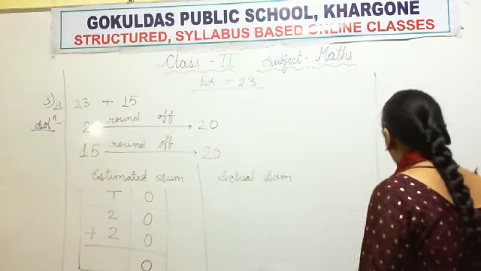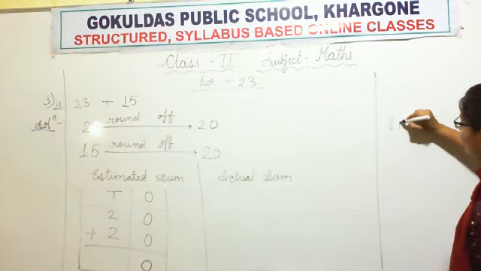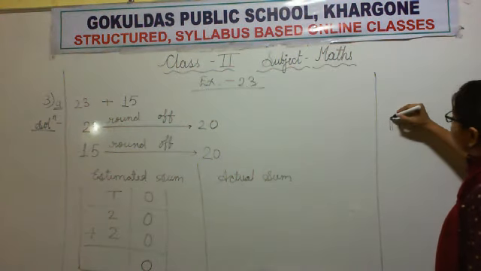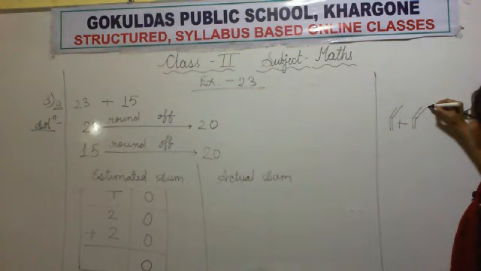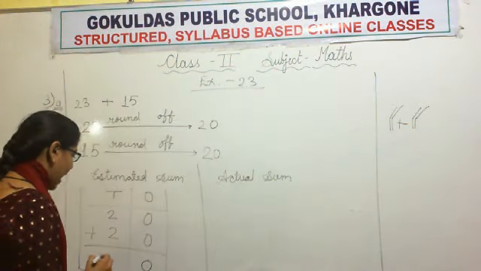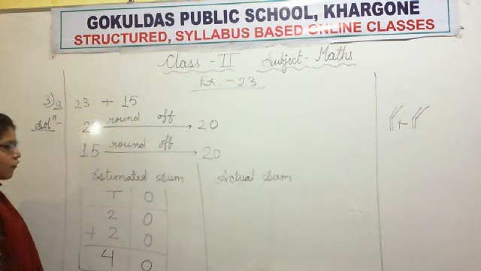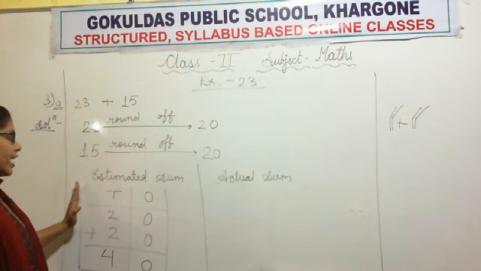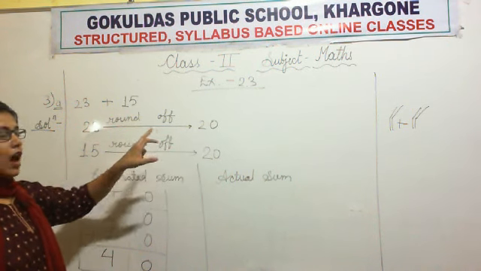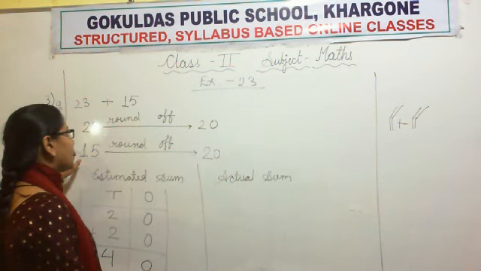So this is for our rough work. 2 sticks for that first 2 and these 2 sticks for the last 2. So let's add them. 1, 2, 3, 4. 4 sticks. So it means we will write the number 4. Now we are done with the estimated sum by adding estimated values. Now it's turn for the actual sum.